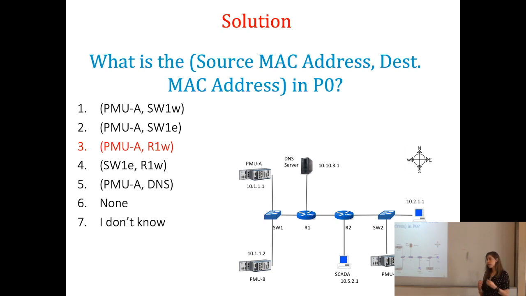So the MAC address, which is only at the MAC level, will be the one of the first intermediate system it will go to. So in that sense, it would be tempting to say the switch, but the switch is just a repeater that does not alter anything. The router, on the other hand, will receive the packet and then send it to a new LAN. So in this example, the source MAC address is the MAC address of PMU-A, and the destination MAC address is the MAC address of the router.